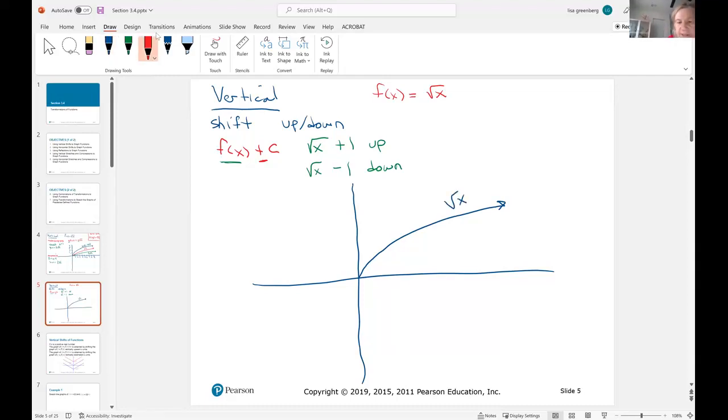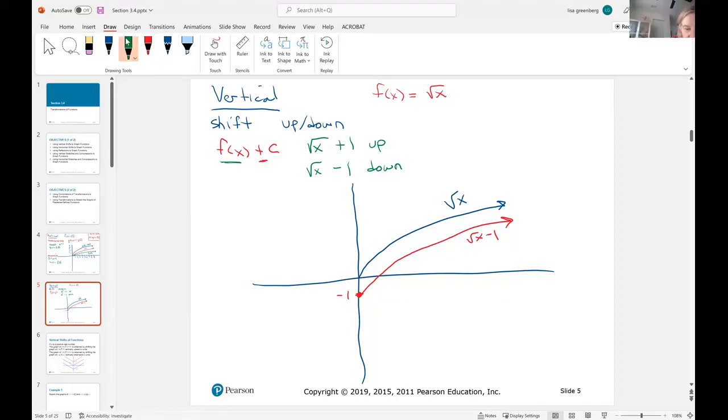And if I want to say the square root of x minus 1, then what I'm going to do is just take that exact graph. Instead of starting at 0, it's starting at minus 1, and it's taking this exact same path. Okay? So this would be the square root of x minus 1. And the minus 1 is outside of the square root.